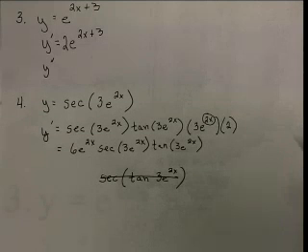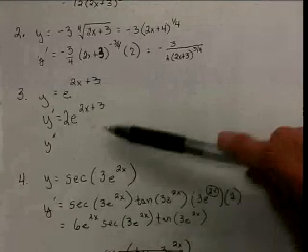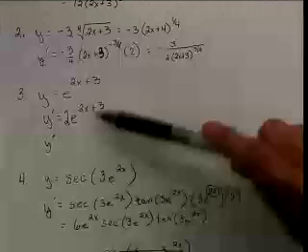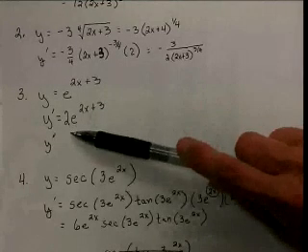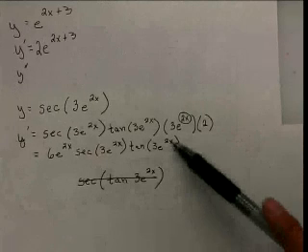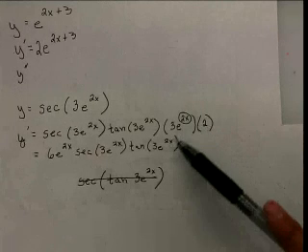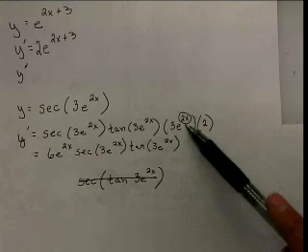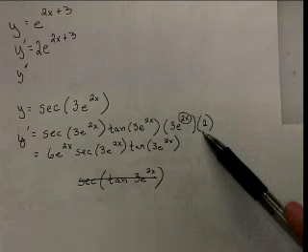just like on the previous problem when we had e to the 2x plus 3, the derivative was not only e to the 2x plus 3, but we also had the derivative of the ugly. Same thing here. This was 3e to the ugly. The derivative of 3e to the ugly is 3e to the ugly times the derivative of the ugly.